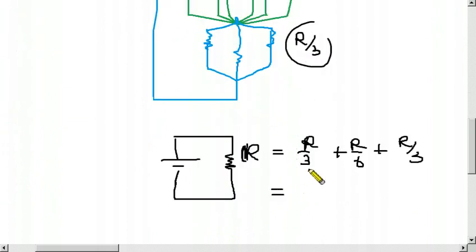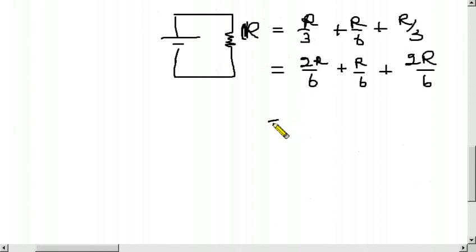So you can write 2 times R divided by 6, this one as it is. Now for 2 times R divided by 6, multiplying denominator and numerator by 2, the common denominator is 6 now. 2, 2, 1 makes 5. 5R divided by 6 is the equivalent resistance.